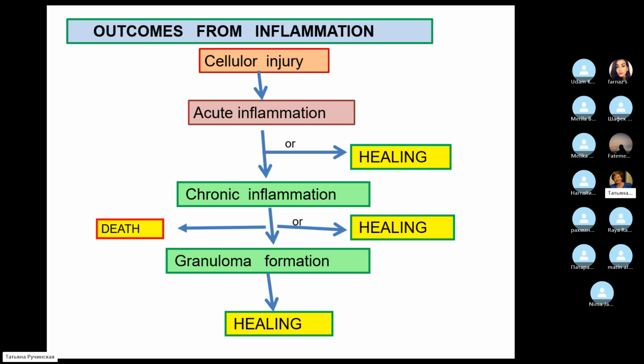What will be the outcomes of inflammation? One is clear, maybe complete restoration. That is why healing. Sometimes it may be chronic inflammation. The outcome from chronic inflammation may be healing or death. You see, one type of chronic inflammation is granuloma formation. And in this case, there may be healing too. Healing or death too.